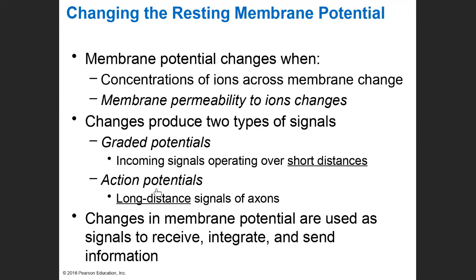Okay, that's one fact. What about graded potentials? Graded potentials are going to travel over short distances. Okay, so here's what happens. You have a neuron, and let's say it's a postsynaptic neuron. It's going to be picking up signals from a presynaptic neuron. So the dendrites on the postsynaptic neuron receive signals from other neurons.